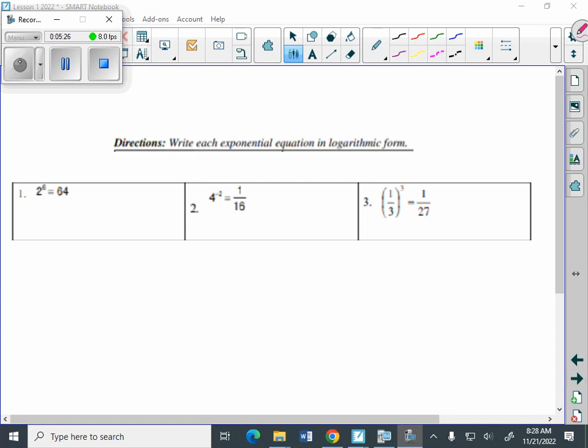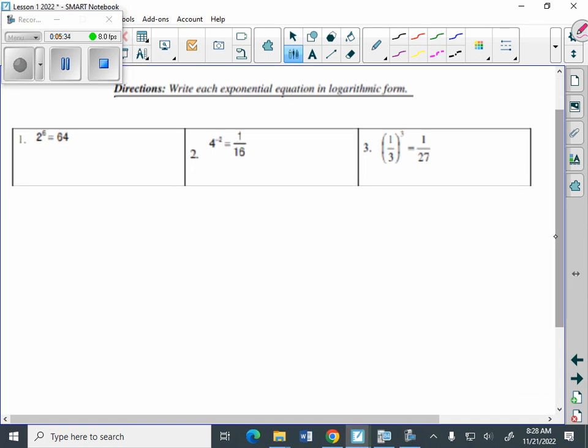First one, we're going to write each exponential equation in logarithmic form, just like we were doing above. We just don't have the boxes, but we can start with log base 2. A logarithm is another way of writing an exponent. So our exponent is 6. That's what we're going to equal. And then we have 64.